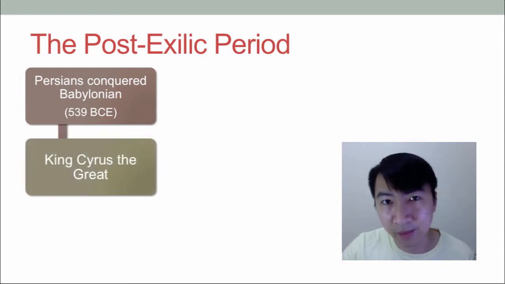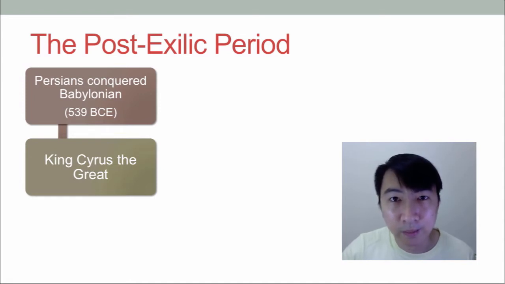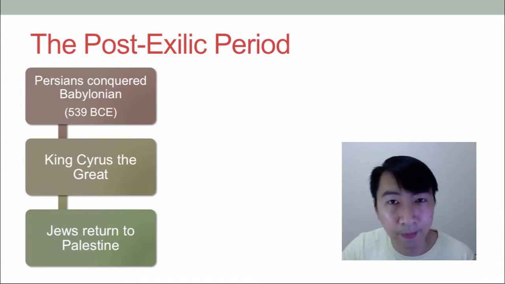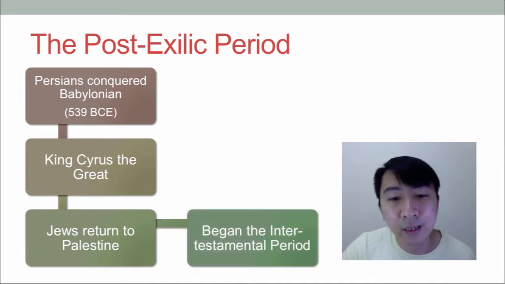King Cyrus the Great had this wonderful policy, so that in order to get the people to obey him and submit to his authority willingly, he allows those who have been deported to return to their homeland. And by this gesture, hopefully the nations will then submit to his authority. And so the Jews were given the chance to return to Palestine. However, not everyone returned. You have to remember this. That's why there are diaspora Jews even up to today. Not everyone returned to Palestine. And so this marks the beginning of the intertestamental period of 400 years of silence.